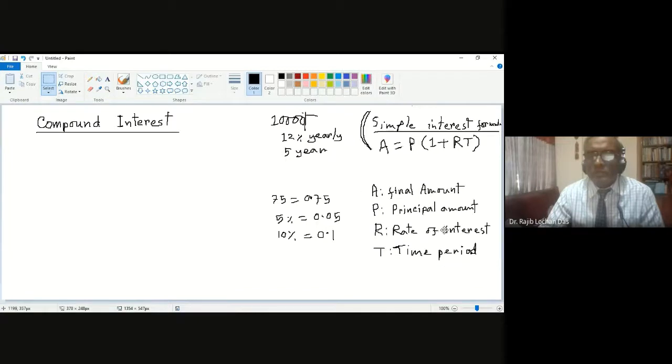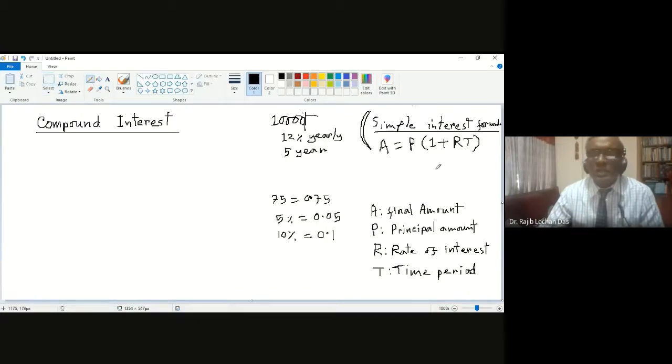So you can now think of this formula and just apply it here. P is 10,000, then bracket, 1 plus R, meaning 12%, so it is 0.12, or you can write 12 by 100, all the same thing, and T will be 5 years.